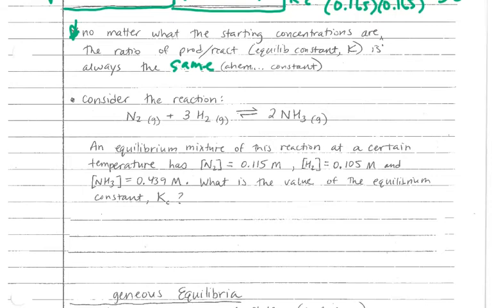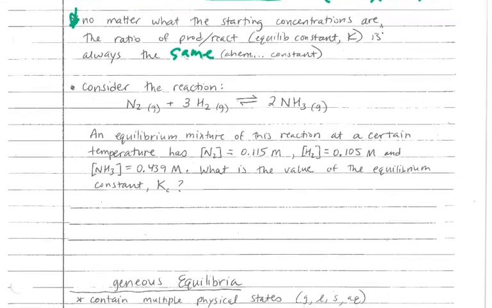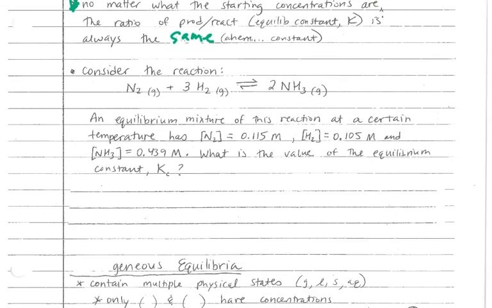All right, let's try a practice problem. Consider the reaction. Nitrogen gas plus 3 moles of hydrogen gas react to form 2 moles of ammonia gas in a reversible way. So we've got an equilibrium mixture of this reaction at a certain temperature, we don't care what temperature right now. The equilibrium concentration of N2 is 0.115 molar. The equilibrium concentration of H2 is 0.105 molar, and the equilibrium concentration of the NH3, the product, is 0.439 molar. What is the value of the equilibrium constant Kc?